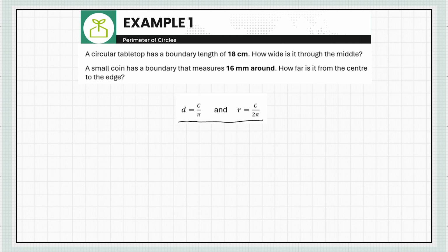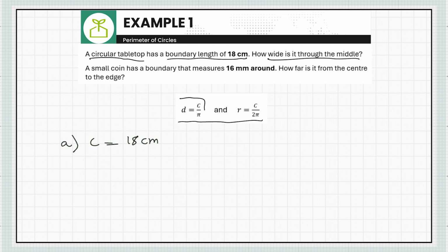The first thing we need to do is have a look at the description. So we have a circular tabletop that has a boundary length of 18 centimeters. So a circular tabletop with a boundary of 18 centimeters, that just means that in A, our circumference is equal to 18 centimeters. Now, it's asking us how wide is it through the middle. So how wide a table would be, or any circle would be, all the way from one side to the other would be the diameter. So it's asking us to find the diameter.